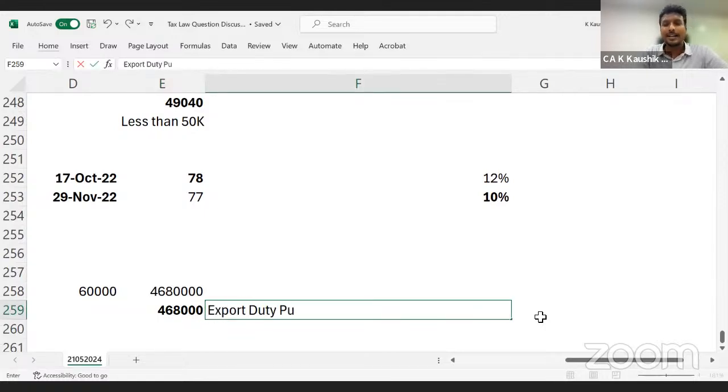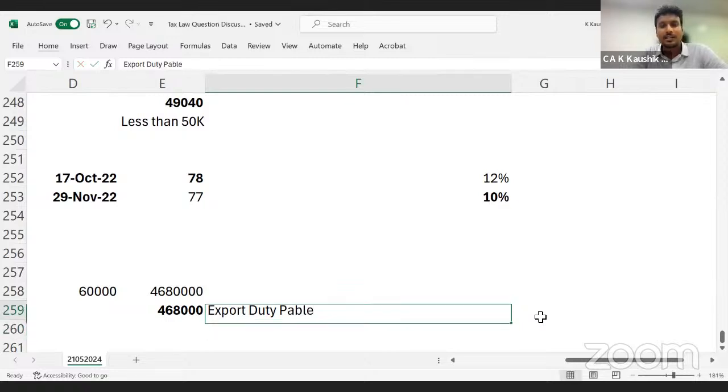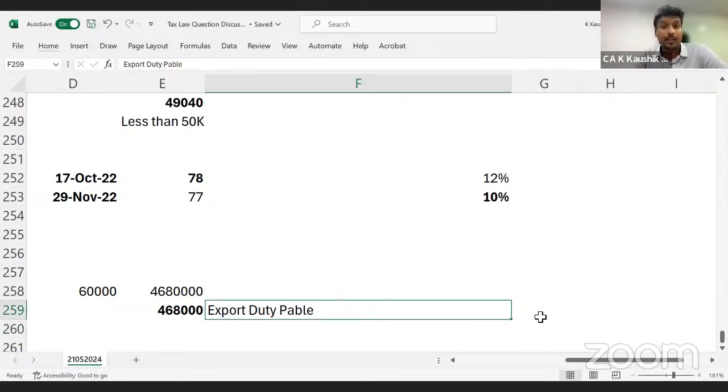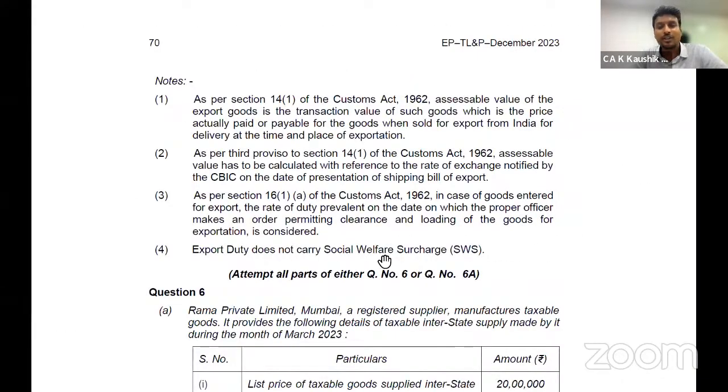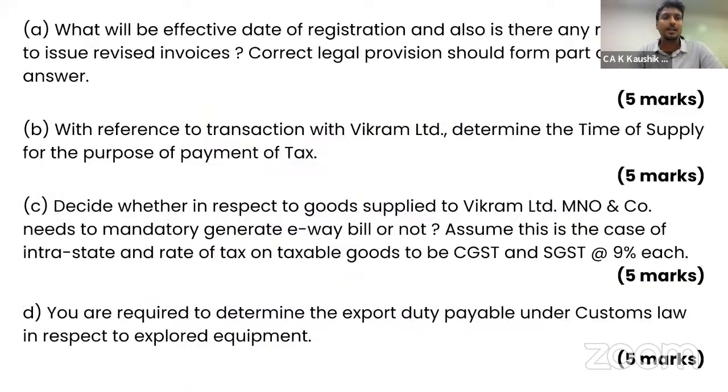In the guideline answer that they have given, the social welfare surcharge is not payable. If you see the note given, they specifically say export duty does not carry social welfare surcharge. But practically, social welfare surcharge is deemed. So 10% you need to add for that, but they have not considered that. So it is very simple.